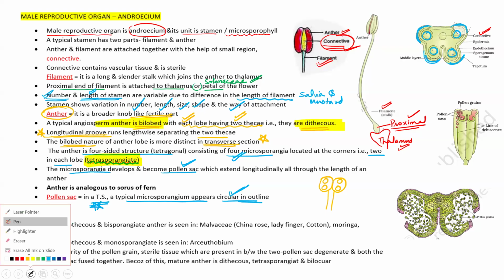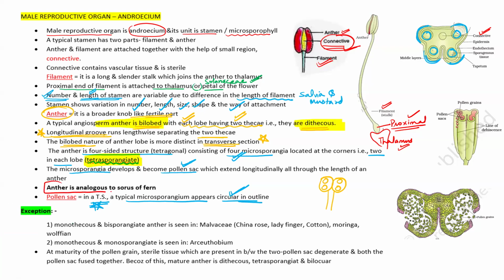Now, again a very important concept. We are saying here that the anther is analogous to the sorus of fern. First of all, you should know what a sorus is. A collection of sporangia is known as a sorus. You recall in the plant kingdom we studied that a sporophyll has sporangia, and if there are many sporangia, we say sorus. Right now the anther has 4 sporangia, so we can say it is analogous to the sorus of fern. This is general, but some exceptions are there. You will see monothecous.